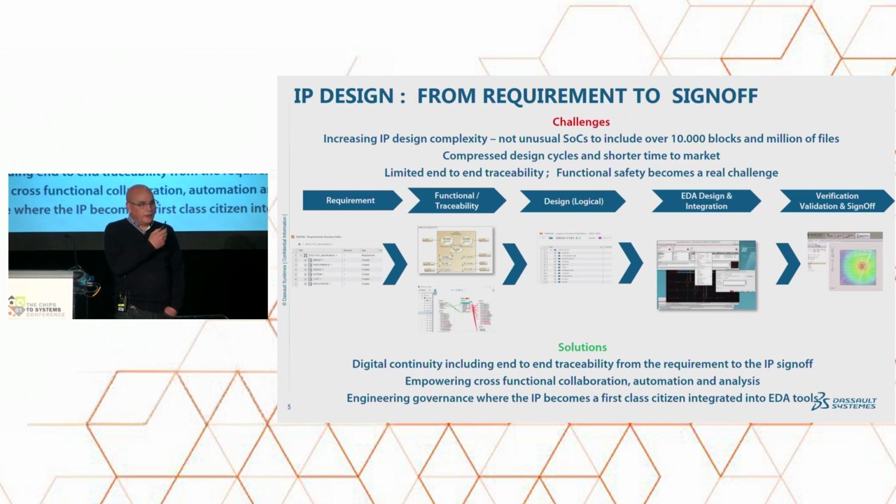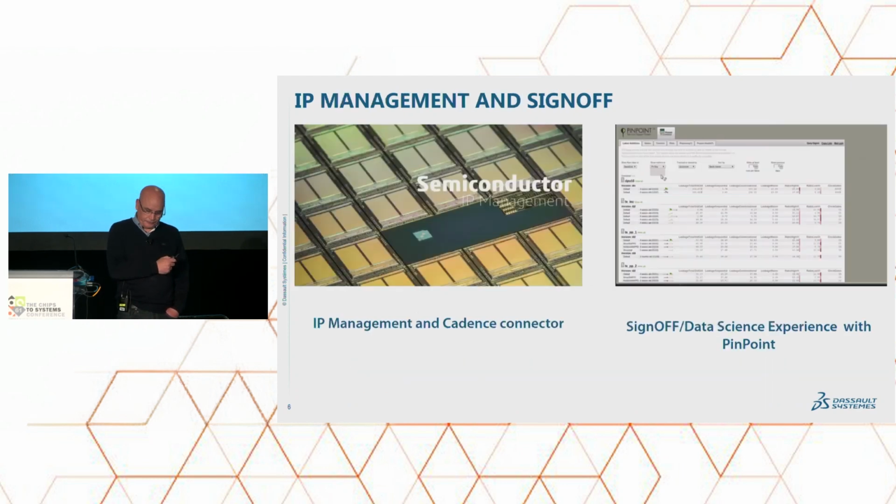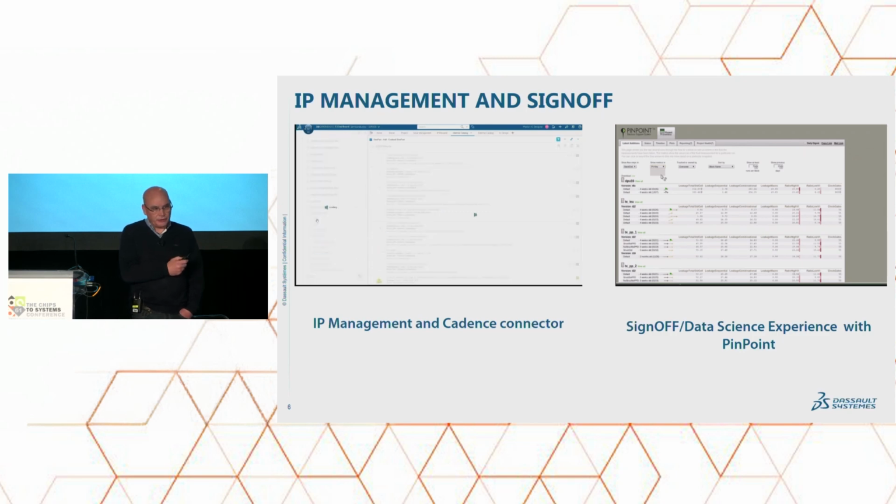So we provide a full end-to-end traceability from requirements to design sign-off. What this means is that if you need to change, if you need to rework, if you need to understand the impact of a defect that has been found later, you have all the ability to understand the impact of that change and to take the most appropriate decisions to do so. Let's see this in action.